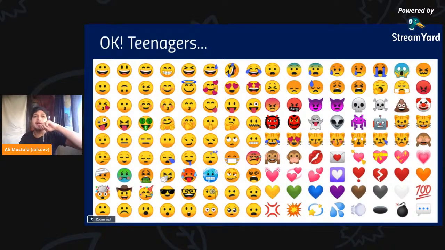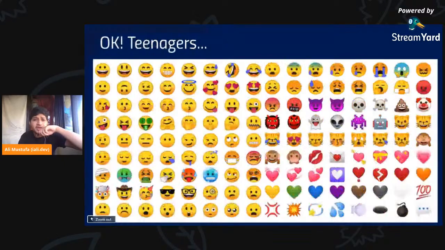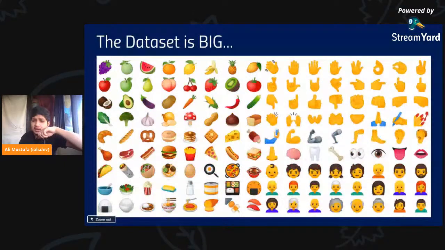And as teenagers, we interact with each other on Instagram, on Snapchat, using emojis a lot, okay? There are a lot of emojis. To be very specific, there are more than 3,000 emojis. To be very specific, there are 3,423 emojis. And it may vary regarding different users. For example, Google has a different set of emojis, Apple has a different set of emojis, and so on and so forth. Okay. So we have taken a small subset of these emojis. Not all 3,000 emojis, a small subset of these emojis.